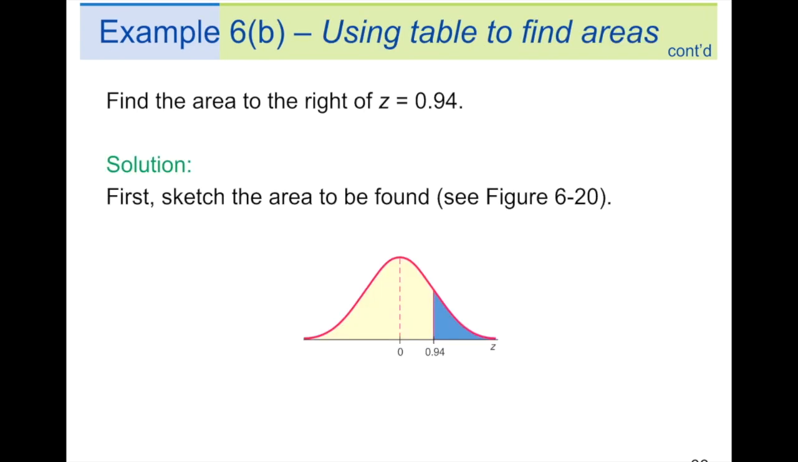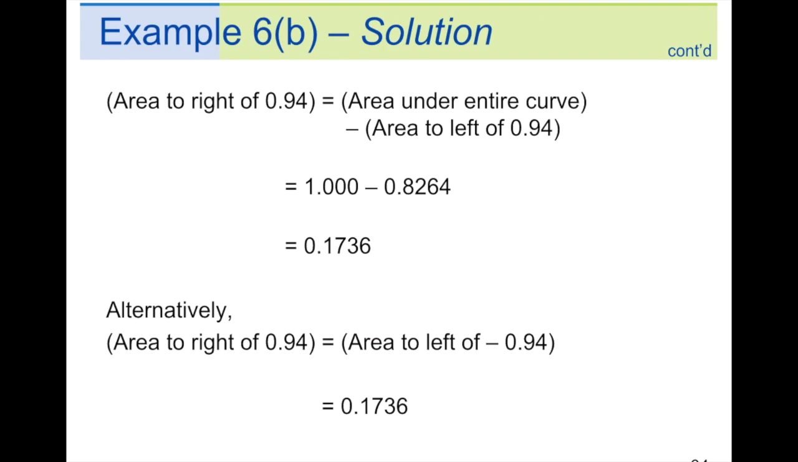Find the area to the right of z equals 0.94. So sketch the area. The area to the right of 0.94 is the area under the entire curve, 1, minus the area to the left of 0.94, which according to the appendix is 0.8264, and we get 0.1736. Alternatively, the area to the right of 0.94 is equal to the area to the left of negative 0.94. Two different ways to do it. I prefer the first way.